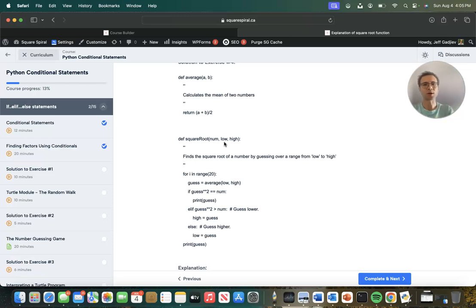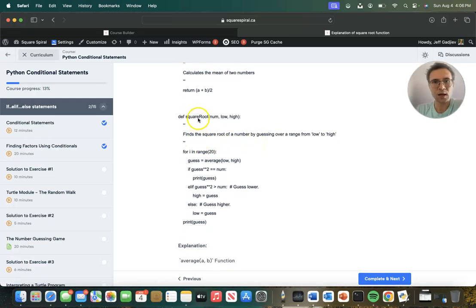So for example, let's say the number is 27. We're trying to find the square root of 27. We know that it's going to have to be between 5 and 6. The square root of 25 is 5. The square root of 36 is 6. So in order to be able to use this function, you would have to know what those two numbers are, and you have to know that between those two numbers is where the square root is going to be.